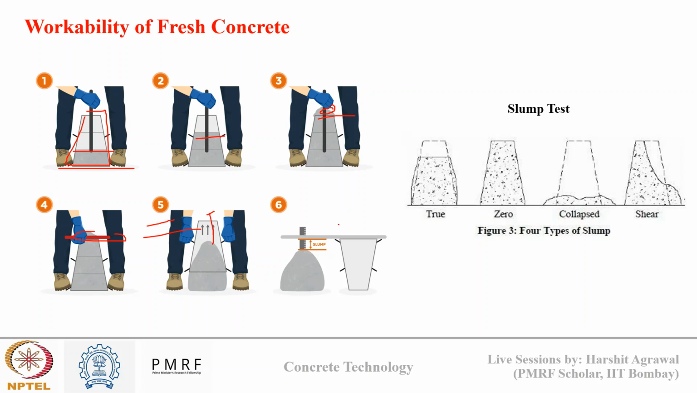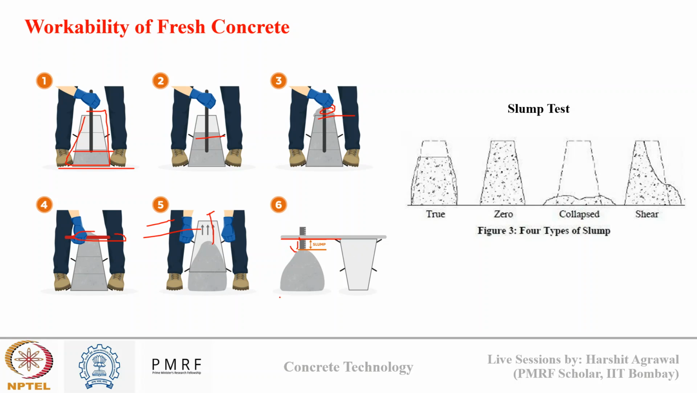Upon lifting the cone, what will happen? Concrete will tend to slump or collapse under its own weight and due to gravity. So the amount of collapse, that is the level of decrease from the original height, is recorded, and this is reported as slump value.